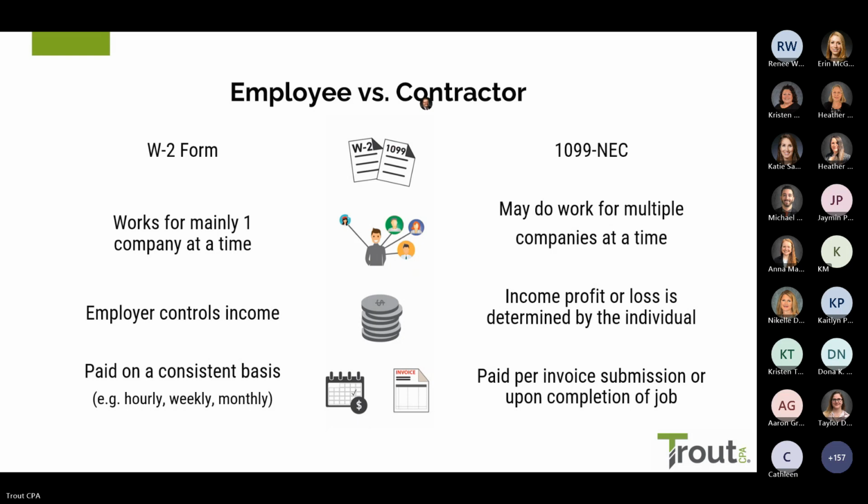An employee is paid on a consistent basis. This is either on an hourly, weekly, monthly basis, can even be annual, very rarely. Whereas the contractor is paid per invoice submission or upon completion of the job. Can also be paid intermittently throughout the job. It's not specifically at the end of the job, but the key factor is that it is paid based upon the contractor's desire.